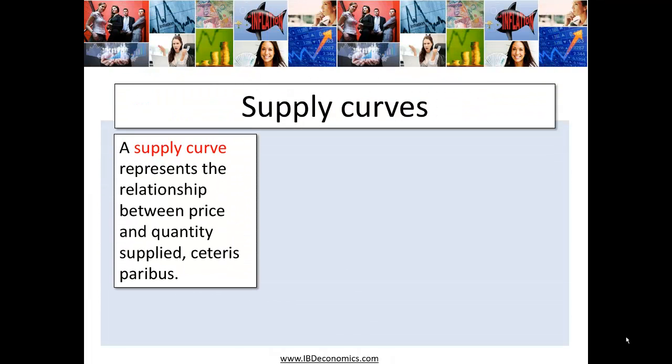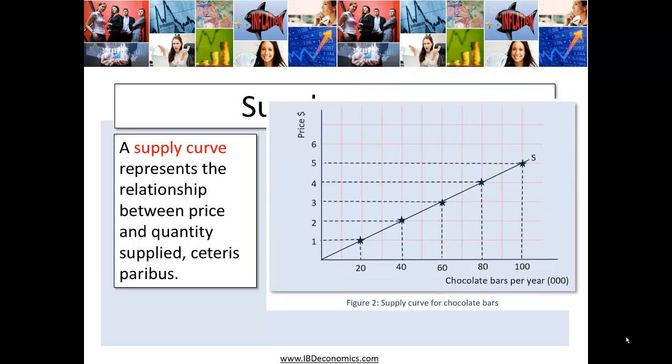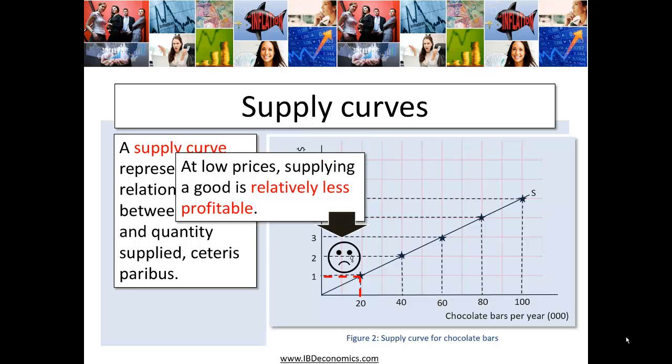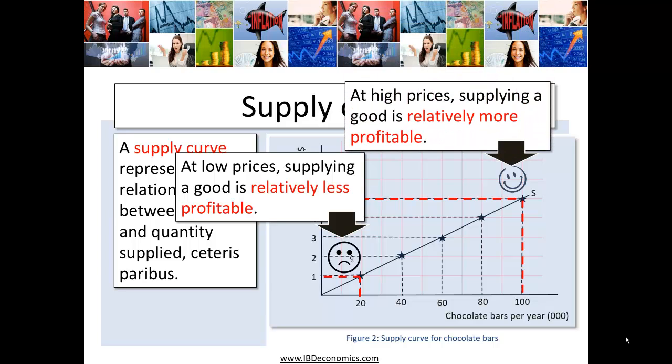And once we have our market supply schedule, we'll be able to determine a market supply curve. So the supply curve represents a relationship between price on the x-axis, and quantity supplied on the y-axis, assuming everything else remains equal. So remember, at low prices, the quantity supplied is less. At low prices, supplying a good is relatively less profitable. At high prices, supplying the good becomes relatively more profitable.